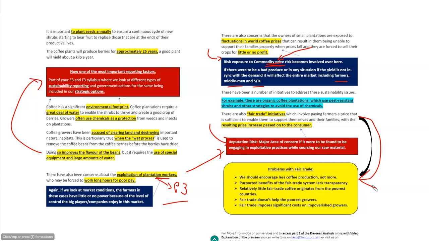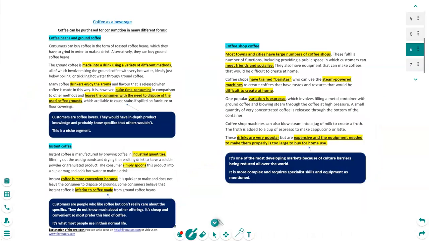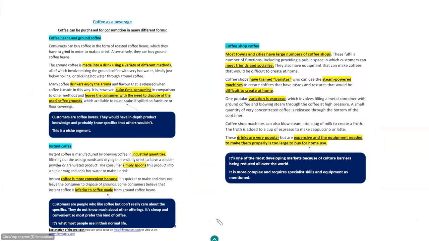Nobody knows. Relatively little fair trade coffee originates from the poorest countries. Not very poor countries are getting the benefits of this fair trade initiative. Fair trade is not helping the poorest growers. So as you can see, even if a fair trade price is paid, it's not a very open market. It's not very beneficial to the final coffee grower or the actual farmer.